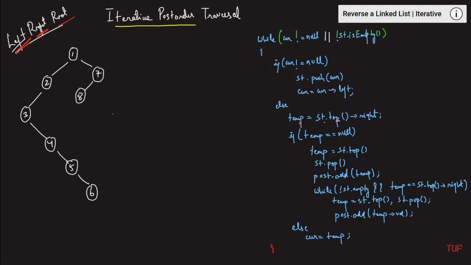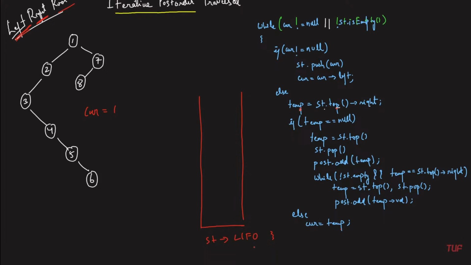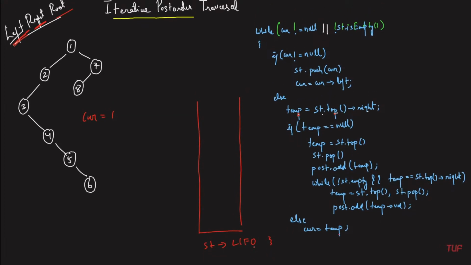So let's start. You will take a cur and point it to the root of the tree. Remember this. And you'll take a stack, which is nothing but a last in, first out data structure. So just take a stack which is empty, and start the traversal and try to go as left as possible. When you start, the cur has to be not null or the stack has to be non-empty. So the cur is 1, which is the root. Cur is not null, first condition.